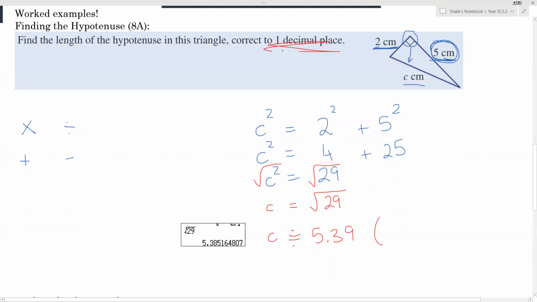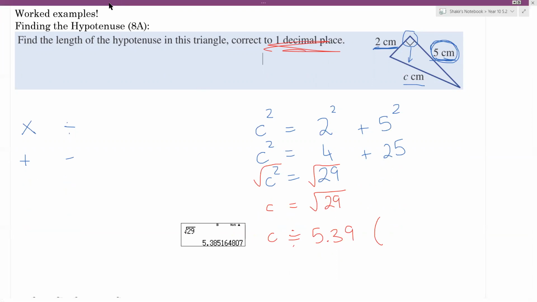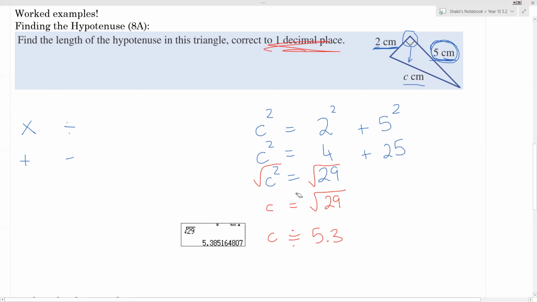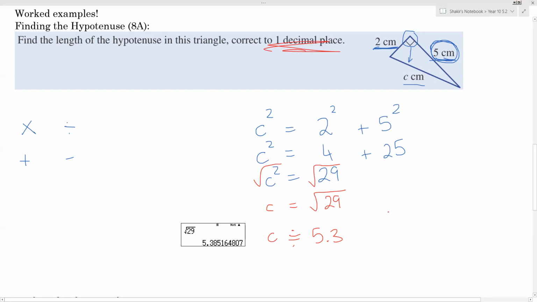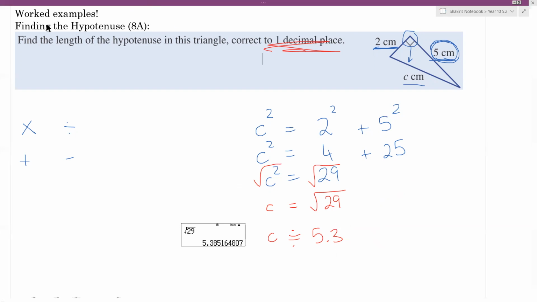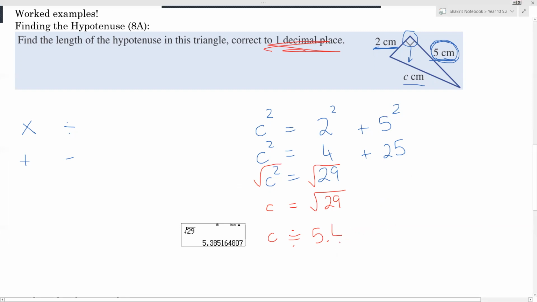It says to correct to 1 decimal place. All right, sorry, my bad. So 5.4. I wasn't paying attention, my mistake. So 5.4 is the answer here. 5.4.